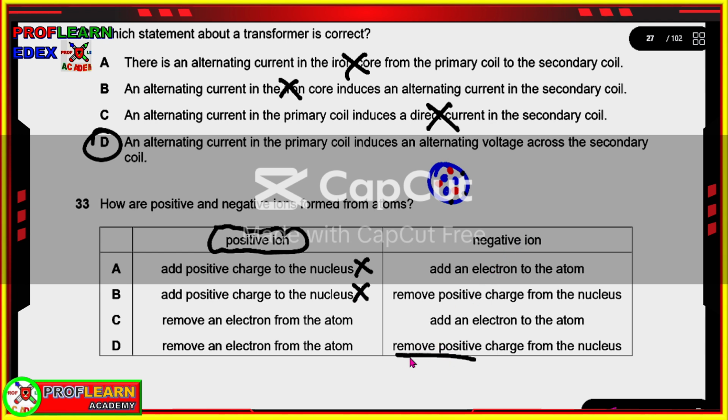We can never remove a positive charge. A proton cannot be removed from the nucleus. So we add an electron to the atom. So we shall have our correct answer to be what? For number 33, the correct answer there is C.